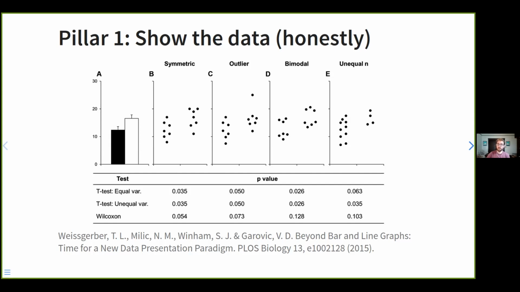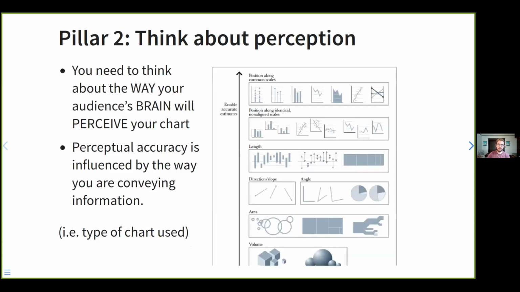And to prevent you from hiding things that maybe are not a convenient interpretation based on what you're trying to say. Okay, pillar number 2, think about perception. We talked a little bit about this with those 3D volume charts, but it's actually really important when you're making data visualizations to think about the way people's brains work when they're interpreting visual art, designs or figures.